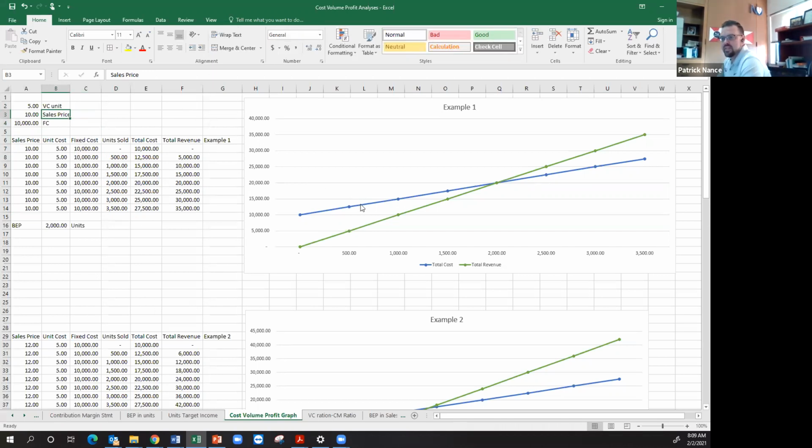So this is a chart of the total cost and total revenues. Where they cross is the break-even point. Now we can mathematically find that here, and we would find 2,000 as the break-even point. So notice that with a variable cost of $5, a sales price of 10, and a fixed cost of 10,000, my break-even point is exactly 2,000.